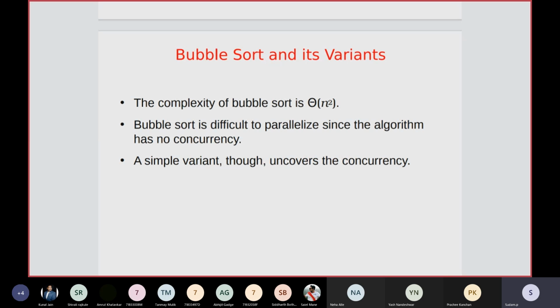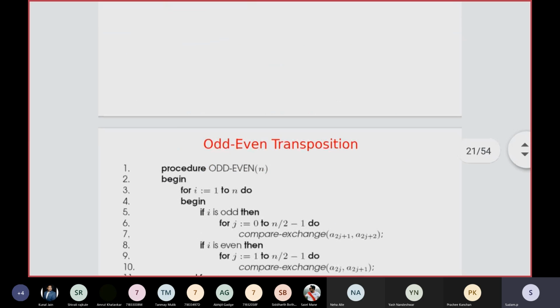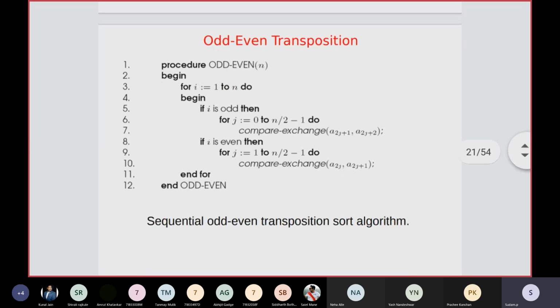So that's why we have considered here bubble sort and its variants. Its variant is nothing but the odd-even bubble sort. That is also sequential, and from that sequential odd-even bubble sort algorithm, you can convert it into the parallel bubble sort algorithm. So the sequential odd-even bubble sort algorithm is also shown here.